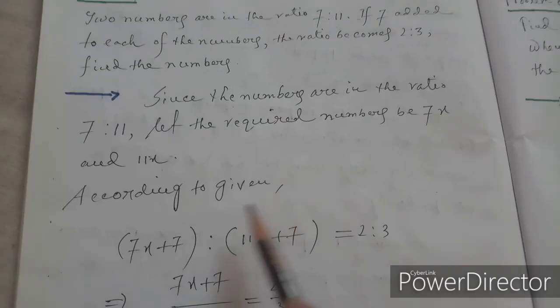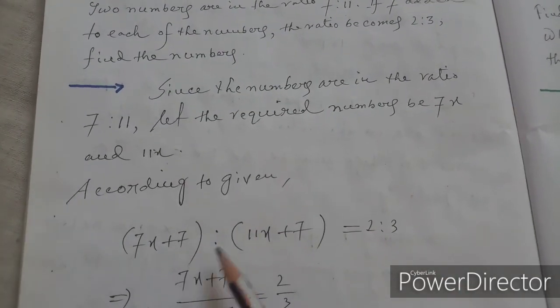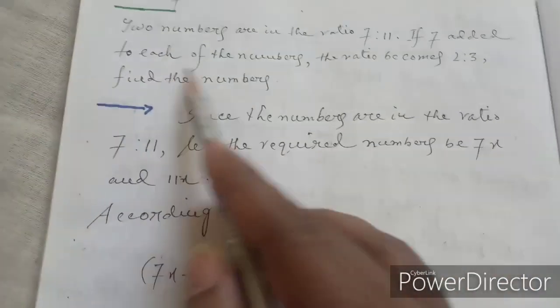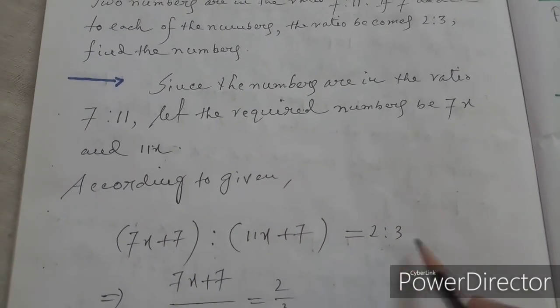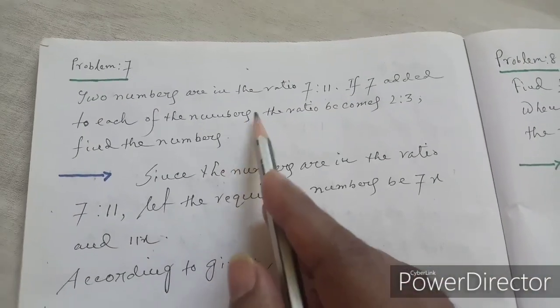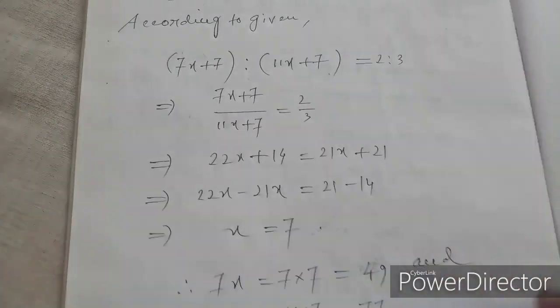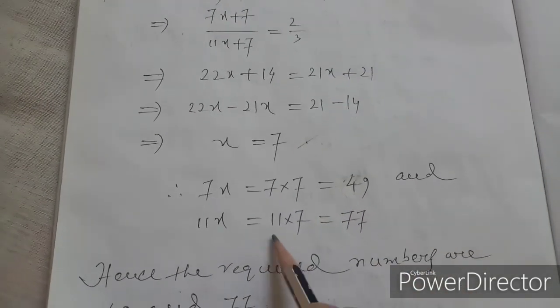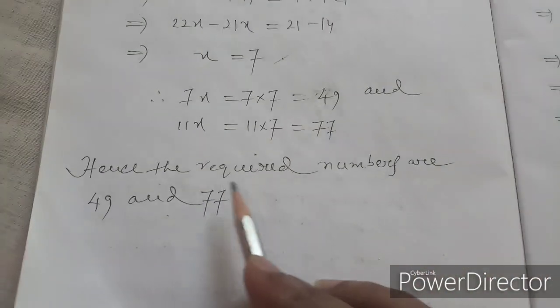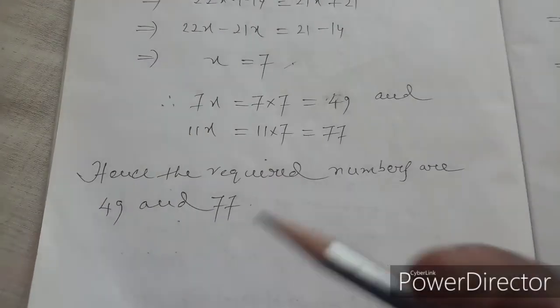So according to the given conditions, since 7 is added to each of the numbers, 7x plus 7 is to 11x plus 7, that is equal to 2:3, because the resulting ratio is 2:3 obviously. So after simplification we got x equal to 10. So 7x equals 7 into 7, that is 49, and 11x equals 11 into 7, that is 77. Hence the required numbers are 49 and 77.